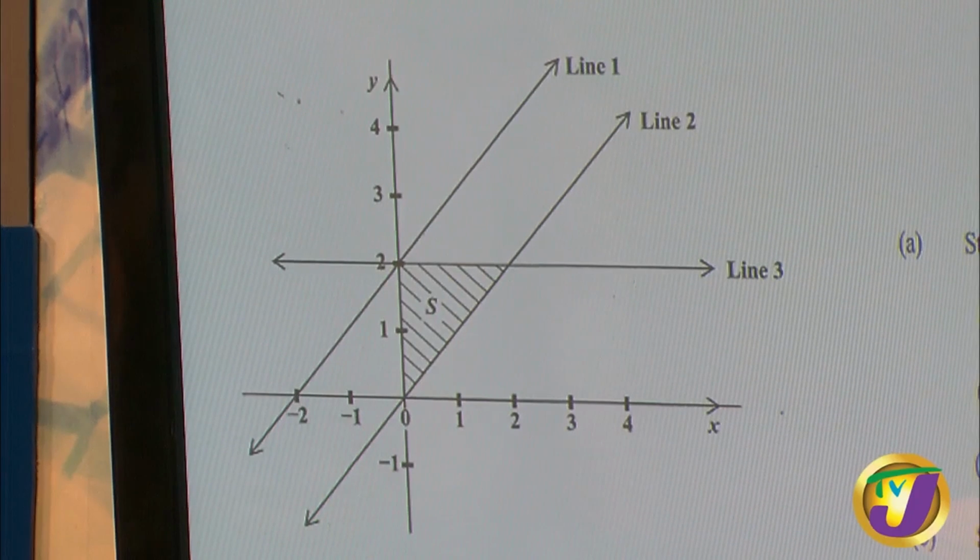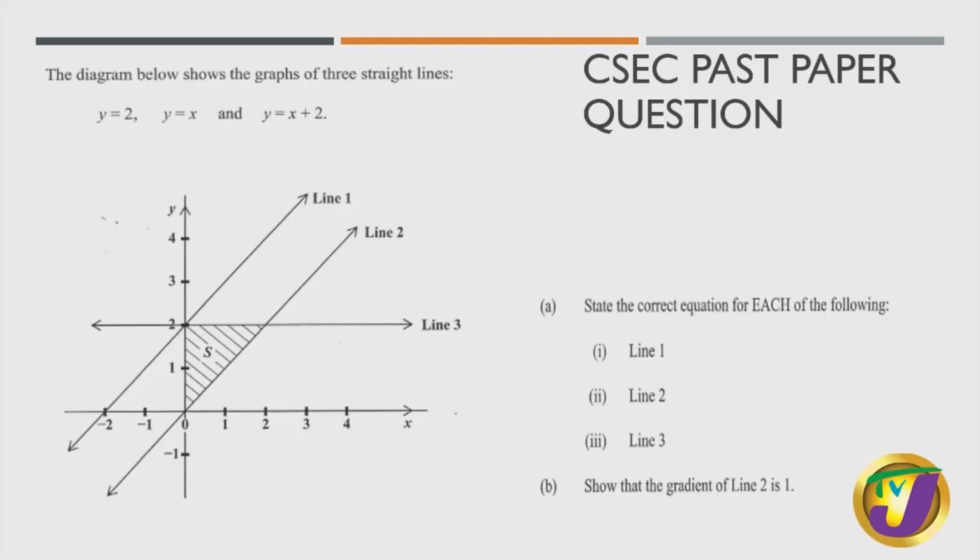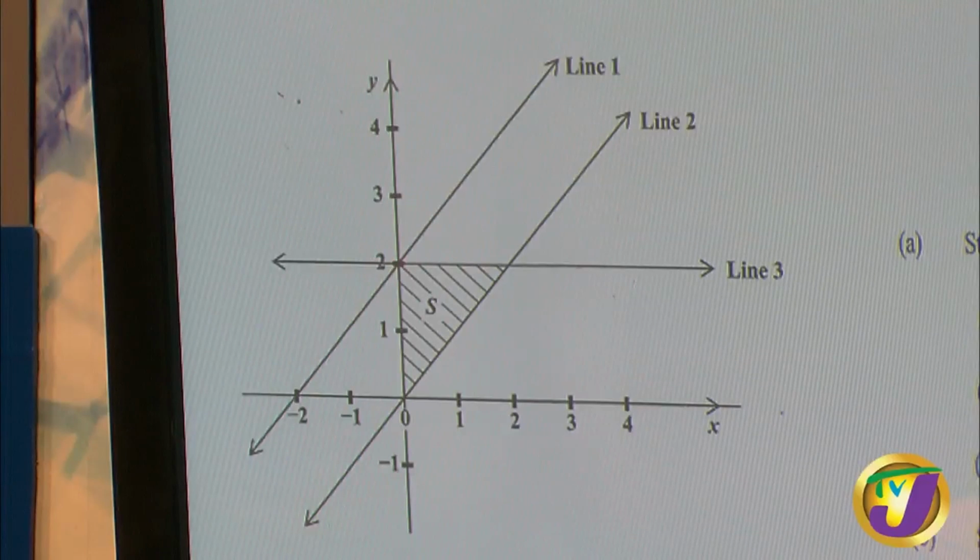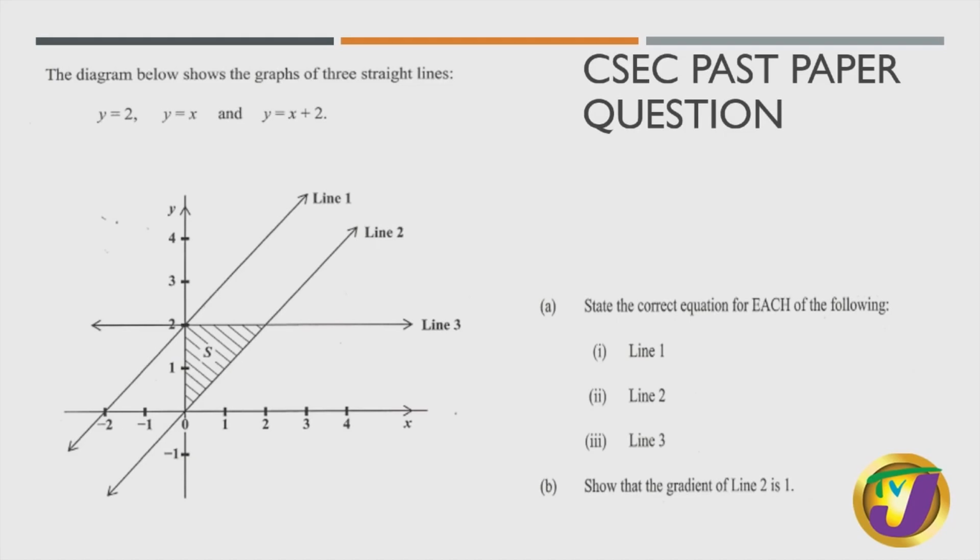Yes, but Tam, you don't see the beauty about it. If I've already decided, remember that the y-intercept is 2, and I've already ruled out line 3 to be y equal 2. So y equal x plus 2 clearly is line 1. That's right. Let's look at that. Isn't that smart? Yes, it is.